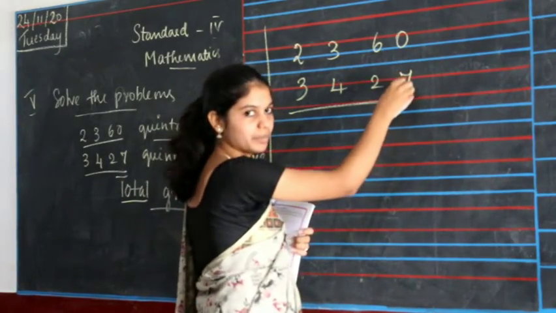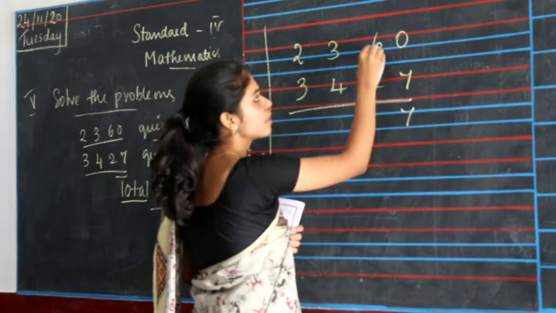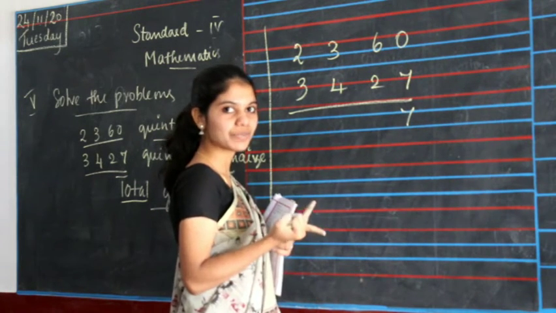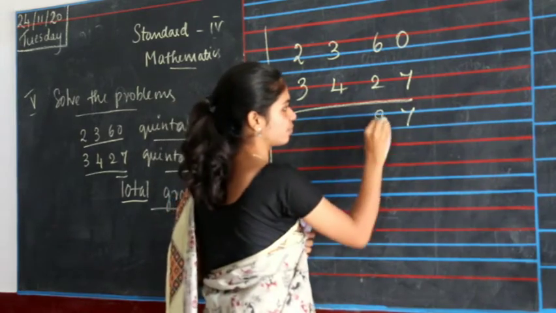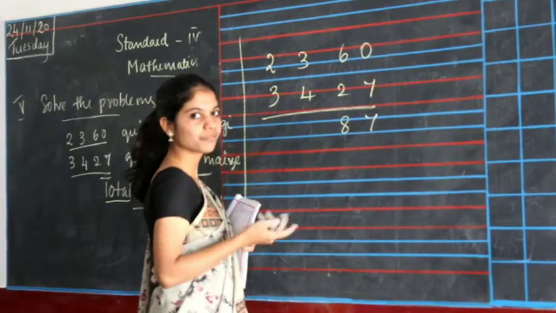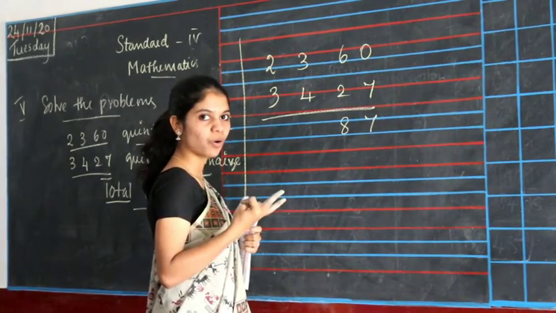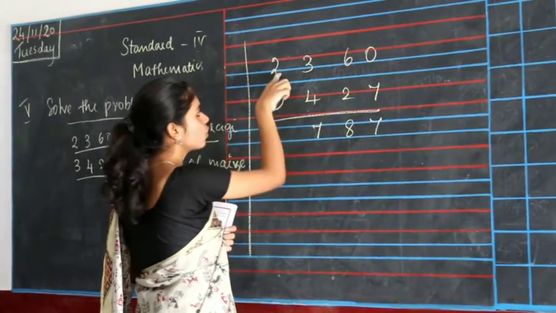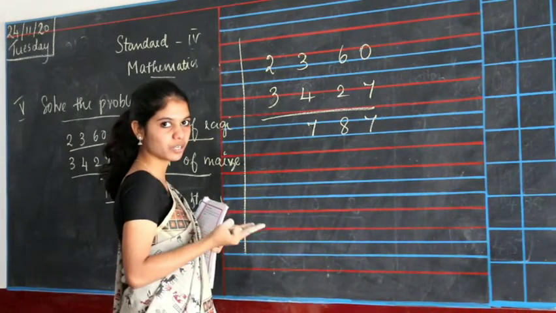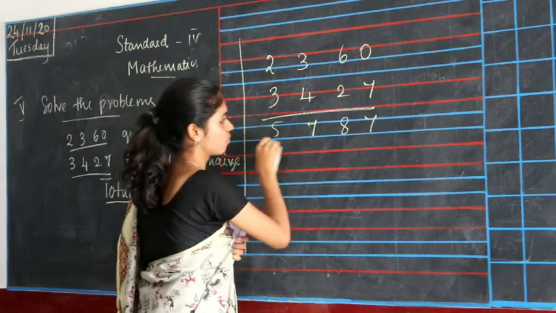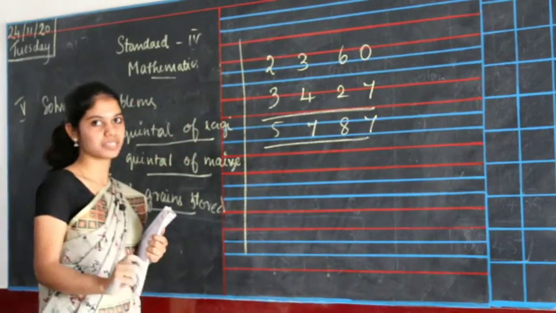0 plus 7 will be 7, then 6 plus 2 will be 6 in your mind, 2 in your finger, 6 after 7 and 8. Likewise 3 plus 4 will be 3 in your mind, 4 in your finger, 3 after 4, 5, 6, 7. 2 plus 3 will be 2 in your mind, 3 in your finger, 2 after 3, 4 and 5. So this is the answer for the first question.